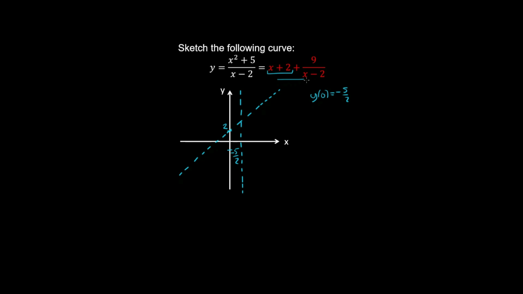And now as x approaches 2, then we get an asymptote at 2. And now if we take the derivative, that gives 1 minus 9 on x minus 2 squared. And if we set the derivative to 0, our critical points are at x equals -1 and x equals 5. And then substituting back into our original equation, we get the following y values. So our critical points are somewhere around here. And our curve looks something like this.